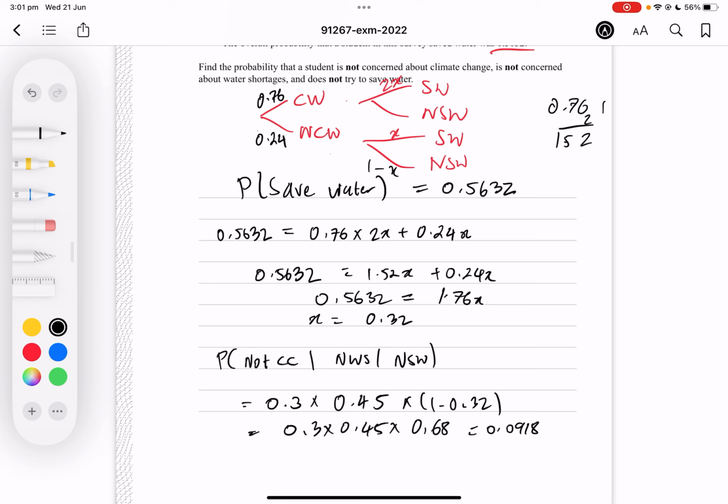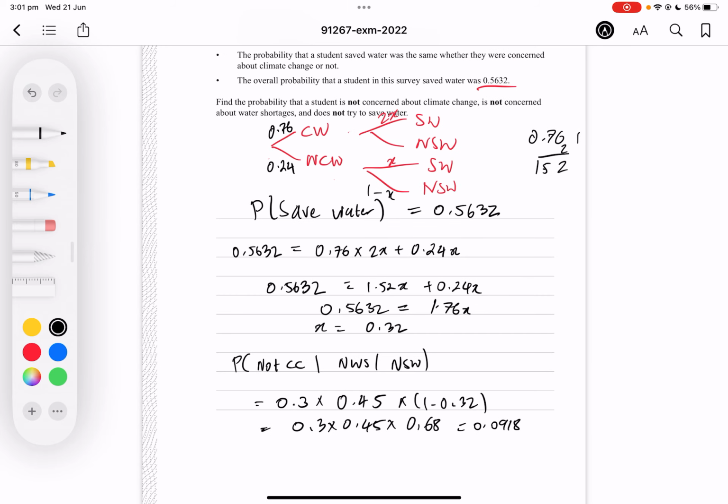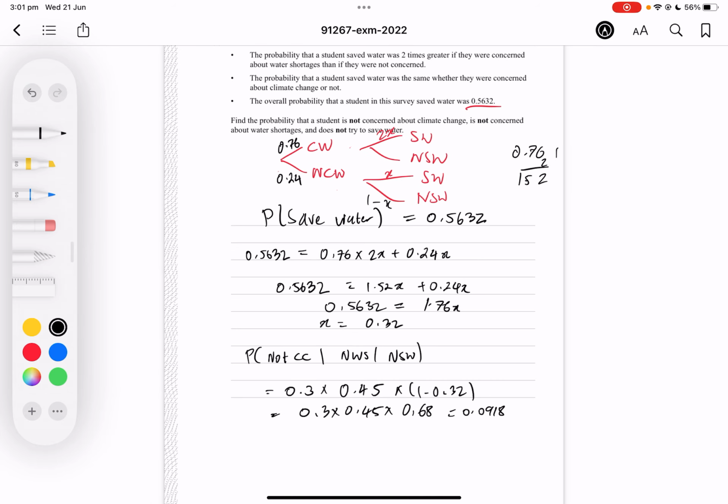Yeah, it's a little bit confusing question there, but just after reading that, the probability that students save water was the same, whether or not they cared about climate change or not. That simplified the tree diagram, so we were able to find the answer there. So that's 0.0918. And that's a T2 for correct probability. So you get a T2 if you can get that probability.